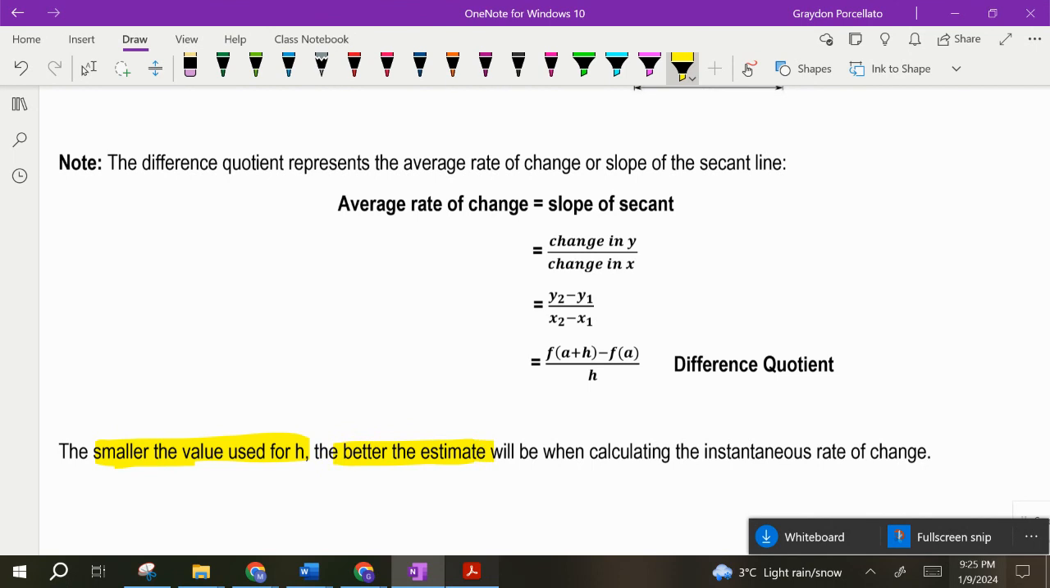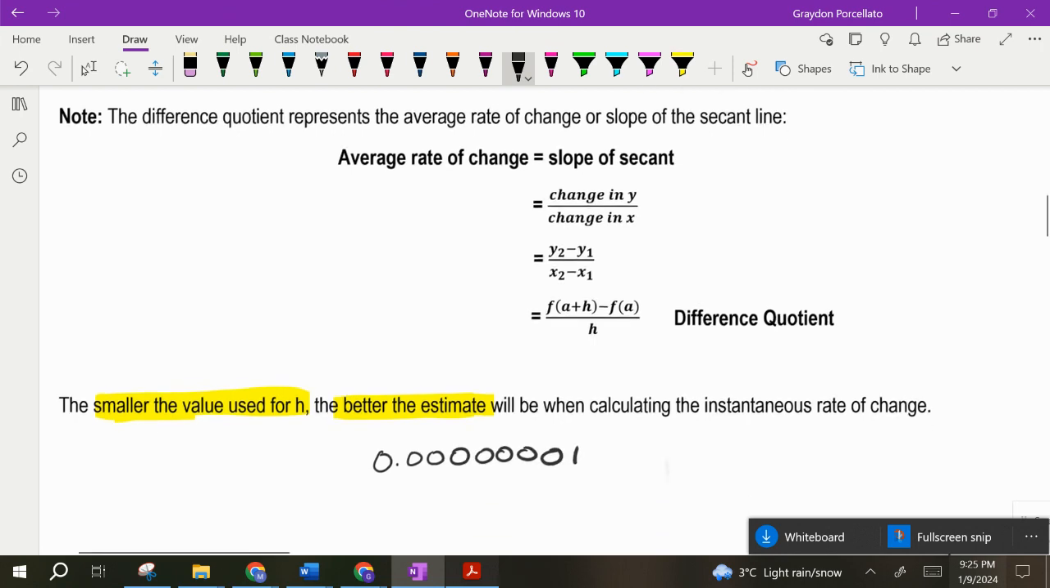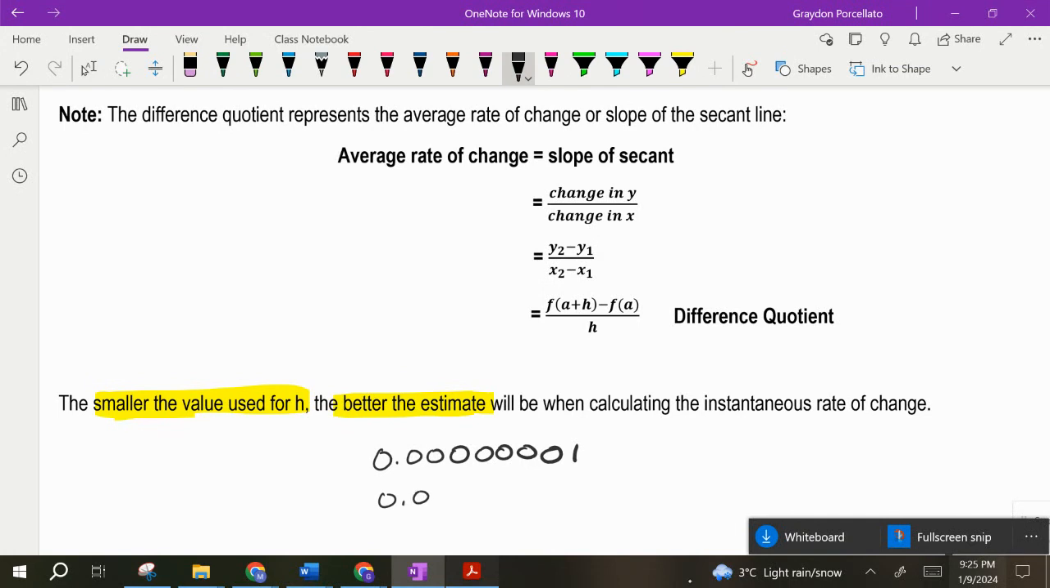So like I said earlier, you could use 0.000000001 for H. That's going to give you a much better estimate than 0.01 for H. But we don't use something like this because you could just use smaller and smaller numbers. We picked 0.01 because we find that that gives a pretty good estimate for our purposes. Okay.